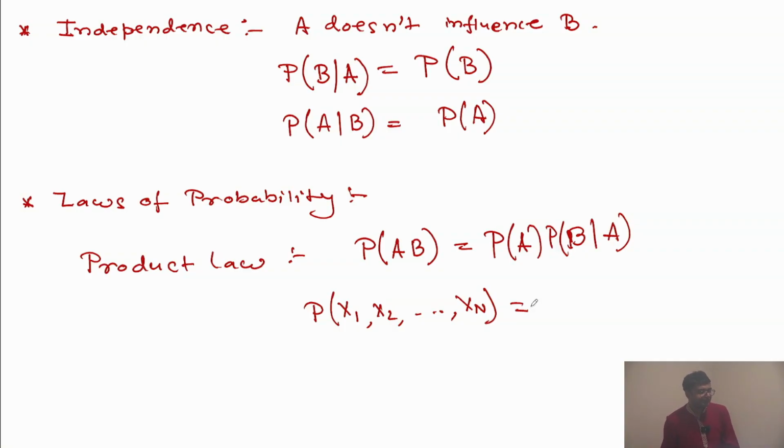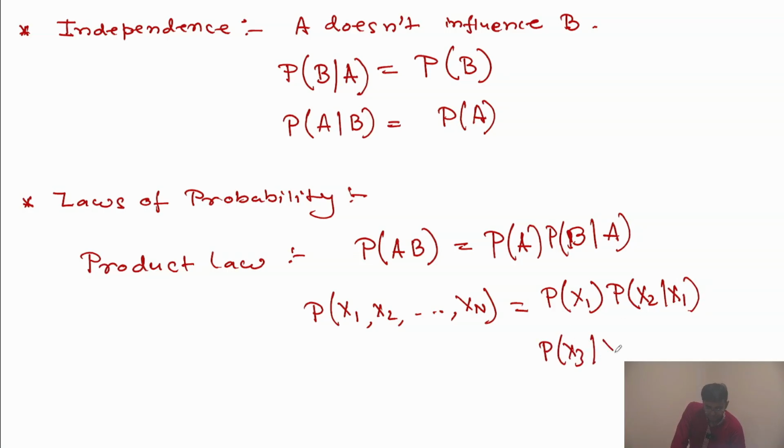Basically, the probability of, let us say, the ith one given 1 to i minus 1, and that will go on. So this will be equal to probability of x1, probability of x2 given x1, probability of x3 given x2 comma x1, and then dot dot dot, probability of xn given x1 to xn minus 1. I wrote a shorthand representation of x1 comma x2 comma x3 comma dot dot dot comma xn minus 1.